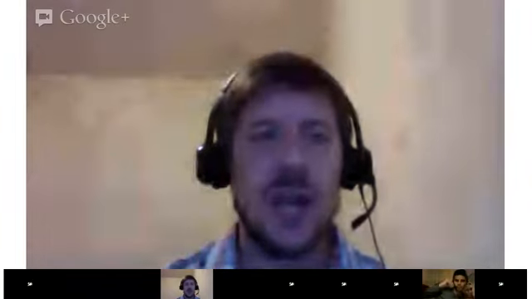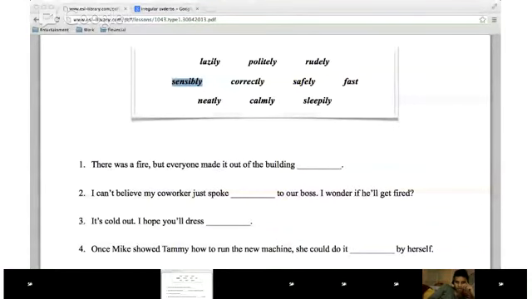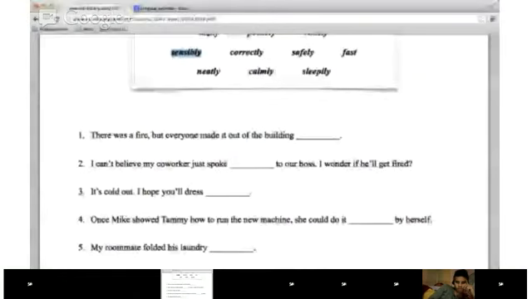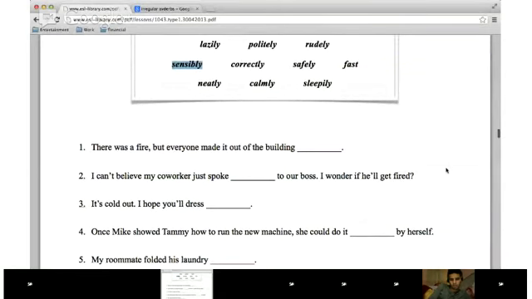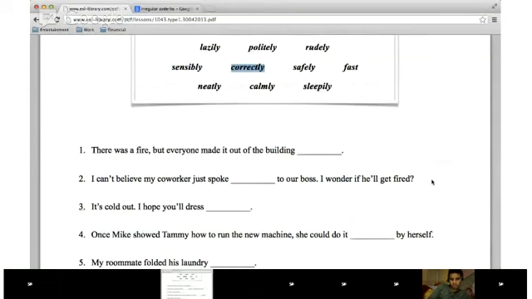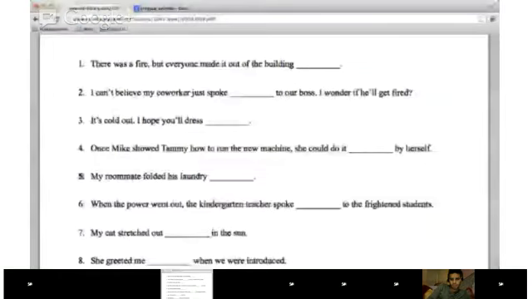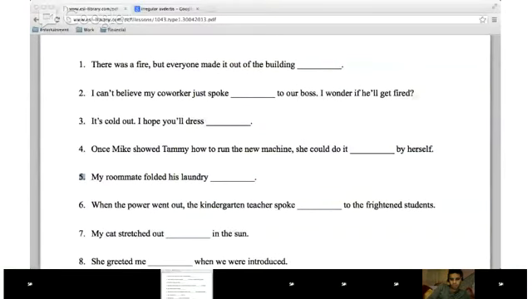Okay. Let's go to Jane. Number 4, please. Once Mike told me how to run the new machine, she could do it correctly by herself. Yeah, so she could do it correctly by herself. Excellent job, Jane. All right, how about number 5? This is for Halwani.